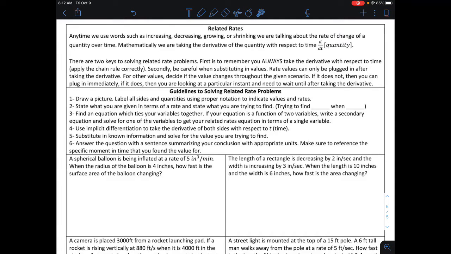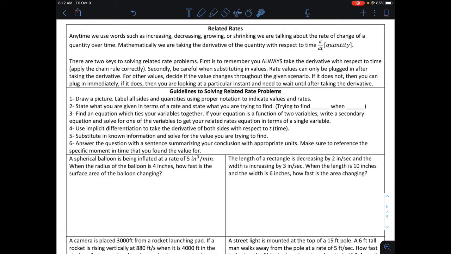In this video, we're going to work our way through some related rate problems here. And anytime you're looking at a question in context and you start seeing the words increasing, decreasing, growing, or shrinking, you've got to remember you're talking about a rate of change. And mathematically, using our calculus notation, the way we would represent that rate of change would be to take this quantity and take the derivative of that quantity with respect to time.